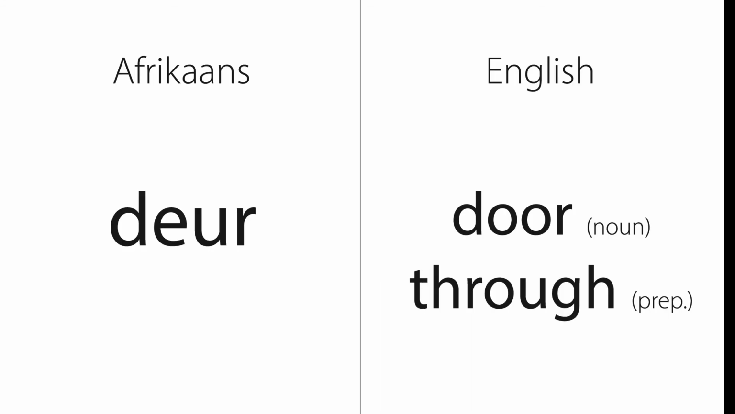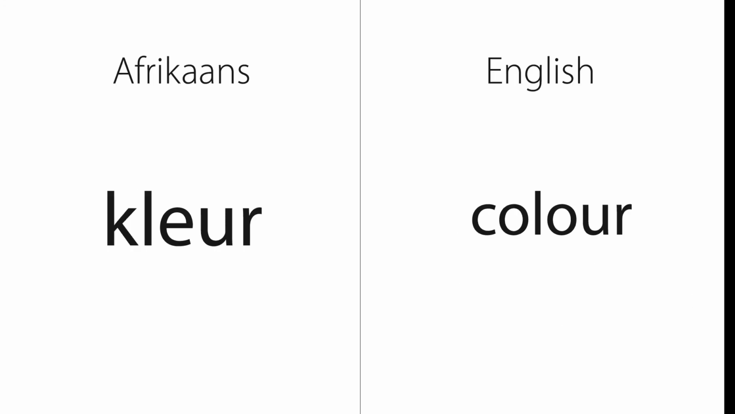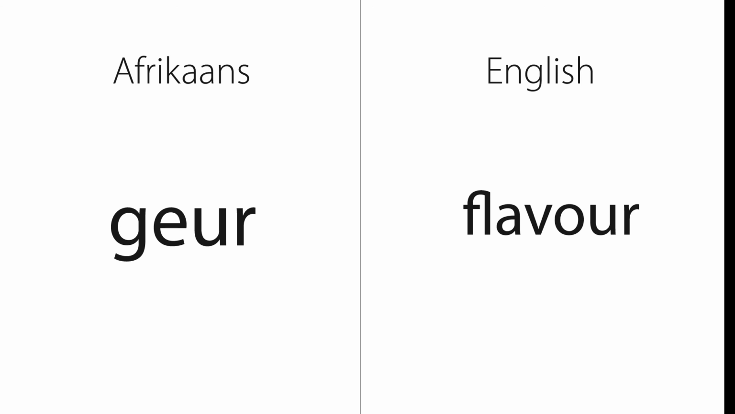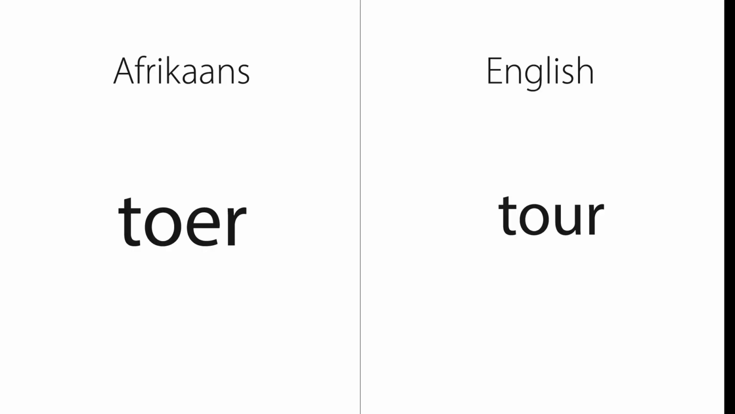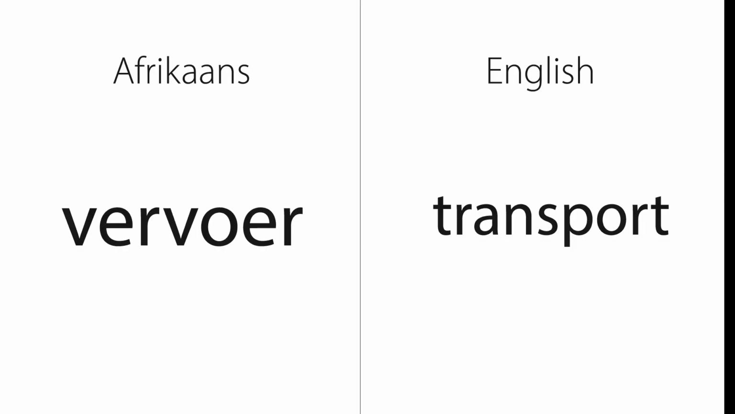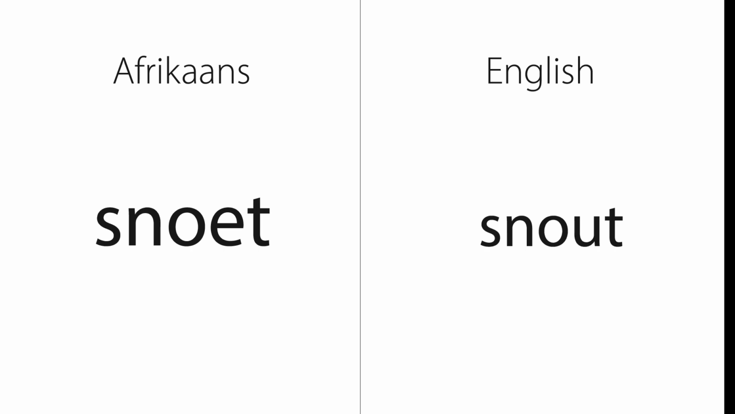Eur: deur, kleur, geur, treur. Oe: toer, vervoer, snoet, roet.